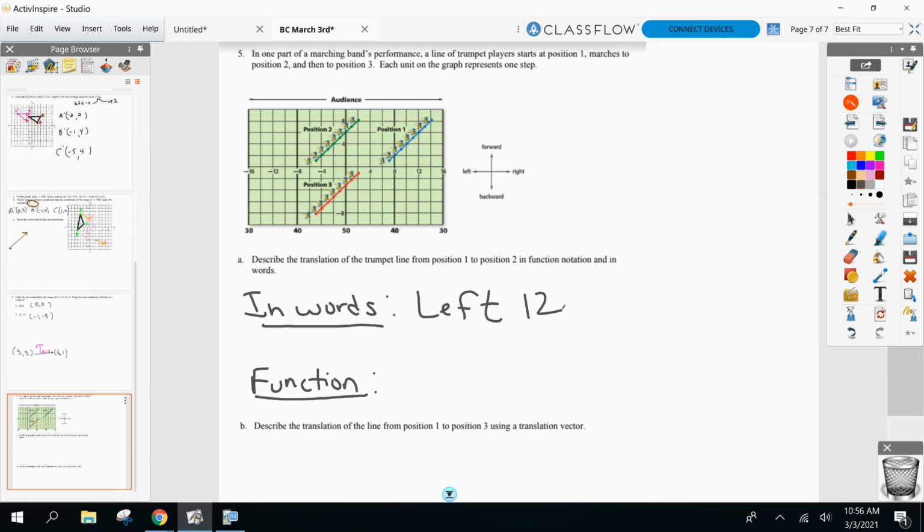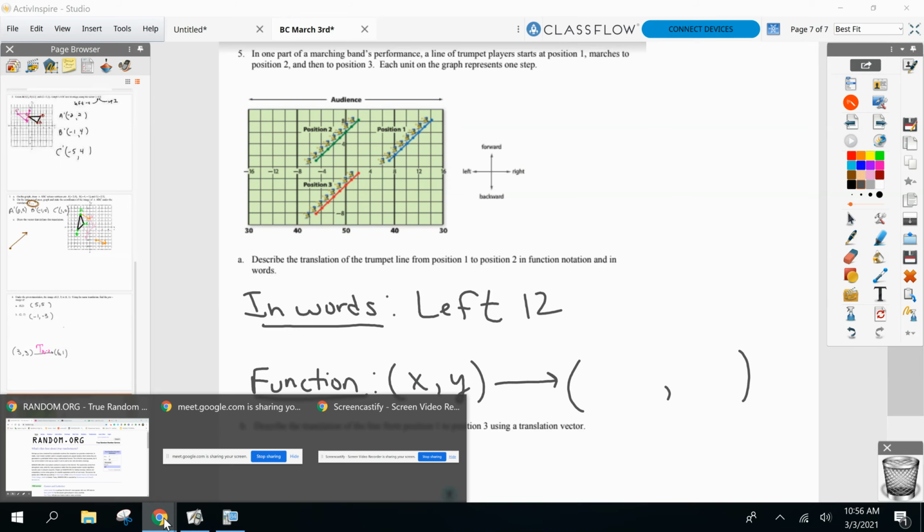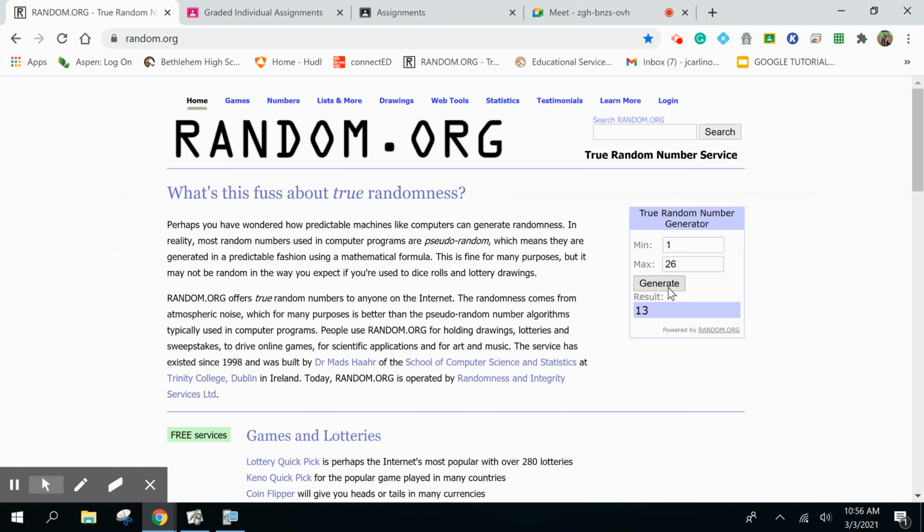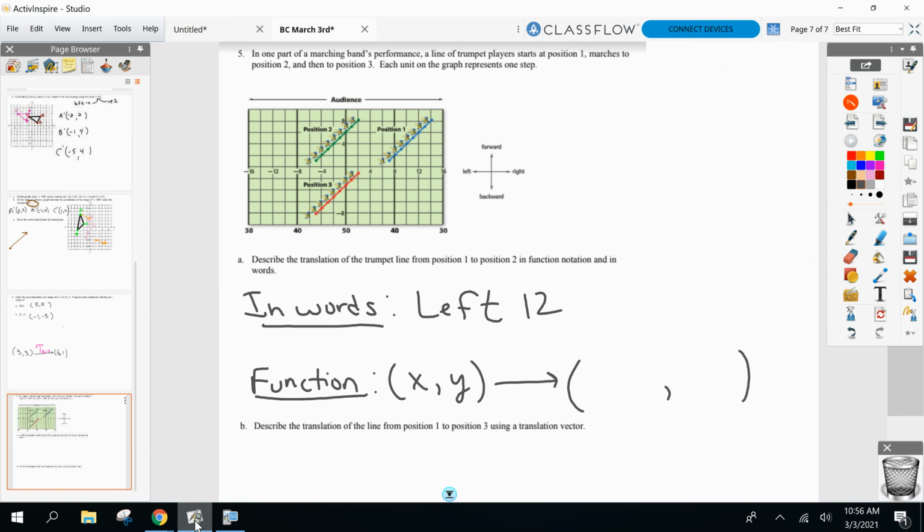Everyone's good? Now, how do I write that in function notation? I always start function notation off with (x, y) implies, now do this to it. All right, I'm going to go left 12. How do I write that? Sophia, how do I write I'm going to go left 12 on you? X minus 12. Good. Yep, x minus 12.